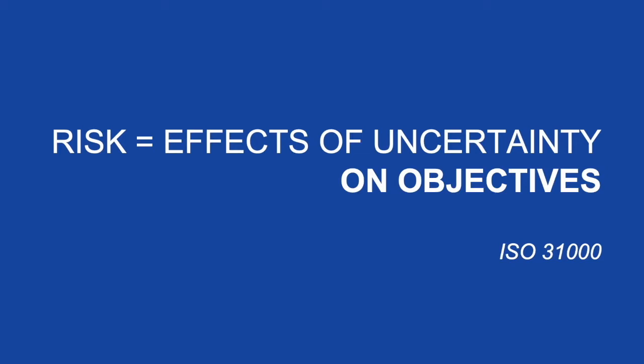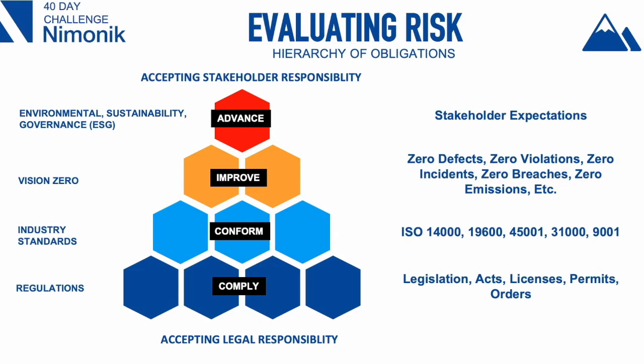So that's what we're going to do. We're going to talk about the objectives first, and then I'm going to slowly introduce the concept of uncertainty. This was our diagram that we talked about at base camp. This is our mountain that we're climbing, a hierarchy of obligations. It begins with accepting legal responsibility and moves up until accepting stakeholder responsibility. And as you move further up the mountain, things change at each level.